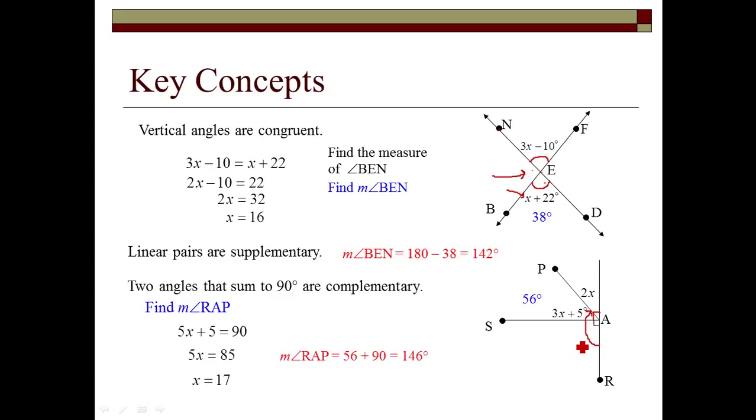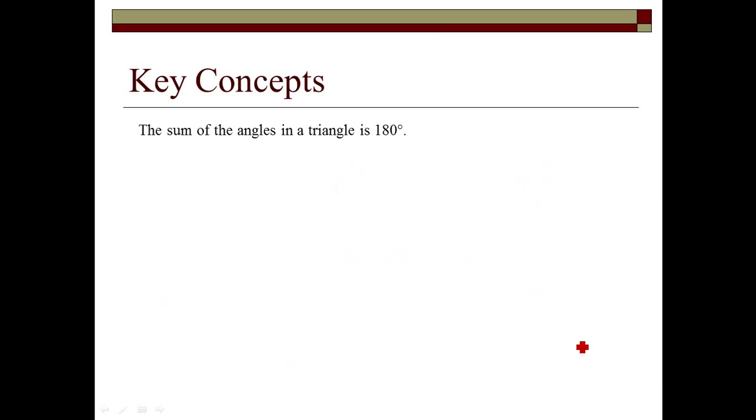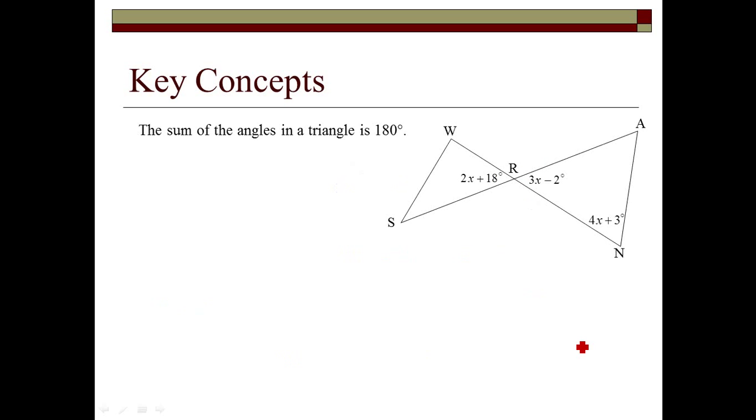But there is still another concept that can come up with this kind of problem. And that is the sum of the angles in a triangle. So if you add up all the angles in a triangle, the total is 180 degrees. So let's say we have a figure like this. Again, we're not sure what they're asking for. So they want you to find the measure of angle A. We're trying to figure out what this angle up here is.